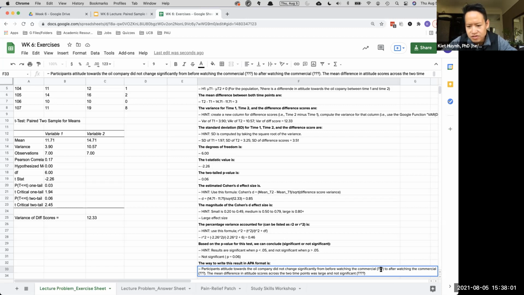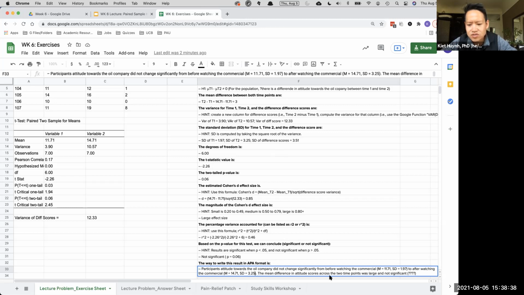Remember, for the stats we need to include the mean and standard deviation. For the first time point, the mean is 11.71 and the standard deviation, calculated here, is 1.97. And the mean for the second time point is 14.71 and the standard deviation, as we calculated here, is 3.25.